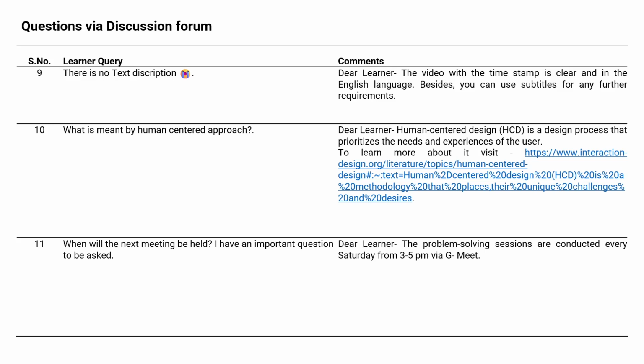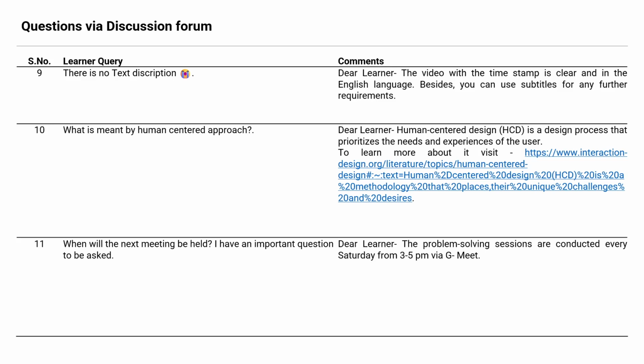There is no text description. So the videos which you are seeing in the video content clearly have a timestamp and they are in English. The video content is in English. If you want to refer to the subtitles, you can utilize the YouTube functionality by switching on the subtitles. Okay, so that is also there.